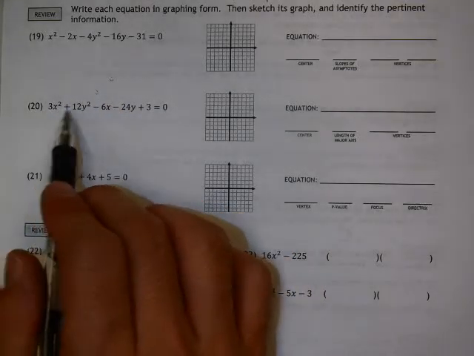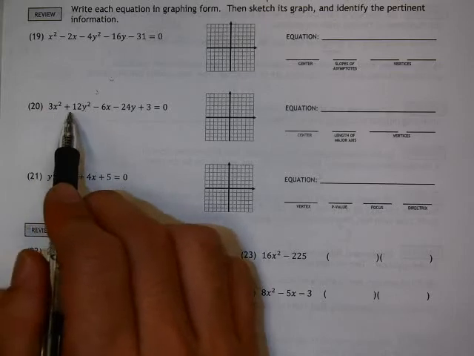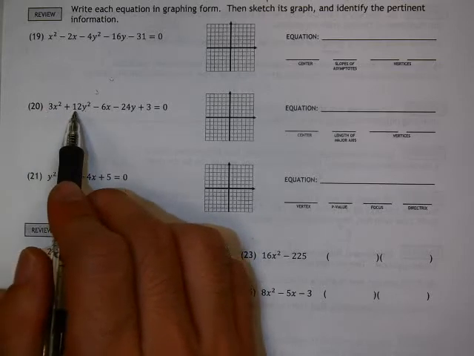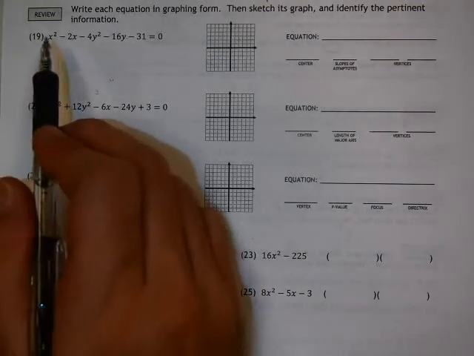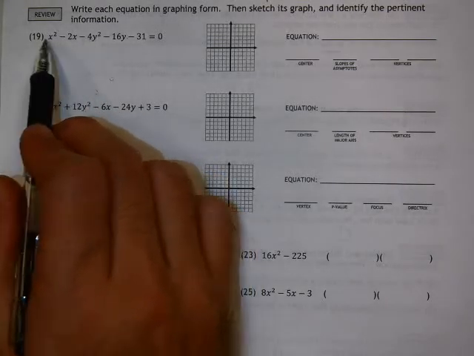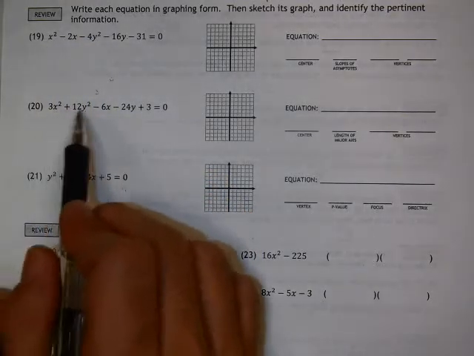So if we look at the squared terms, x squared and y squared, they're different numbers, but they're the same sign. 3 and 12 are different values, but they're both positive. That tells me it's going to be an ellipse. Number 19, the x squared terms, there's one positive, one negative. That's going to be a hyperbola. Here I've got an ellipse then.